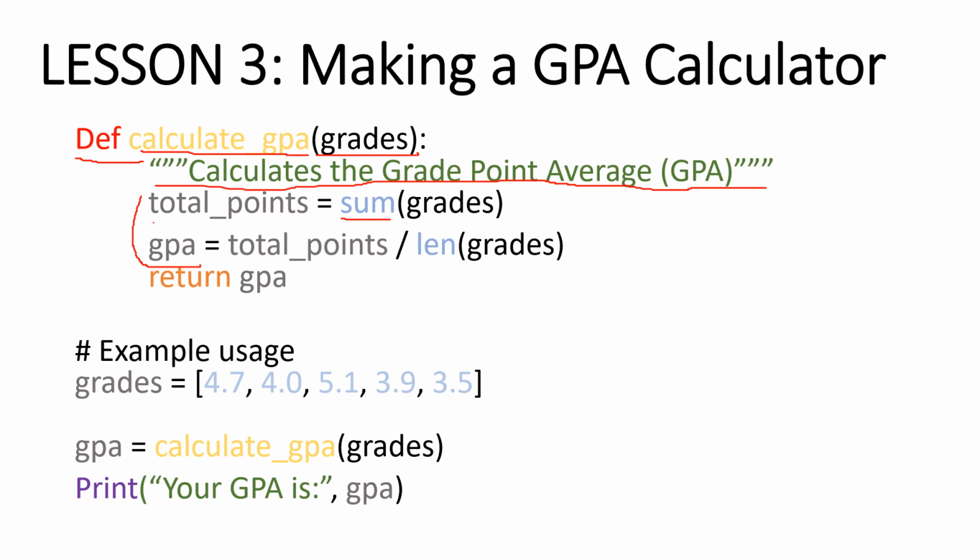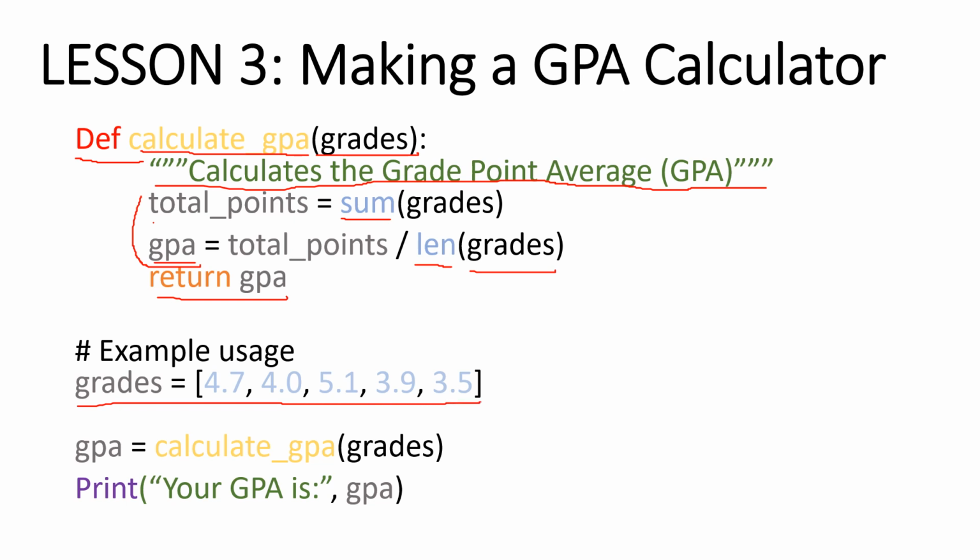Then our variable, gpa, is going to equal the total_points divided by the length, that's what len stands for, length, of grades. So that's going to divide by how many grades we put in. So if we have 5 grades, it's going to divide by 5. Then it's going to recalculate what the GPA is. That's what return means.